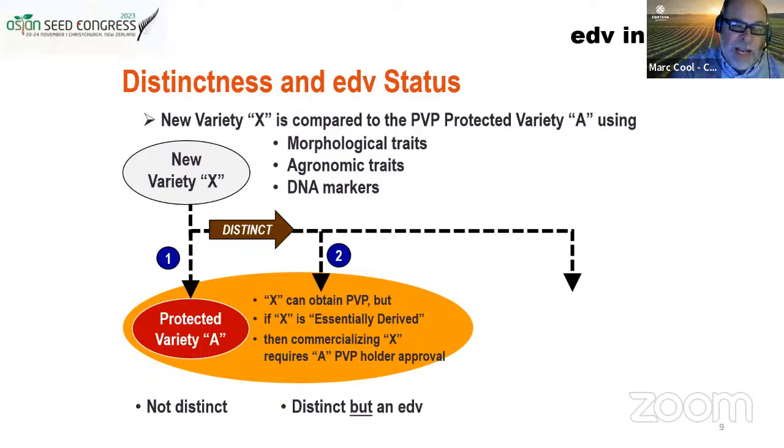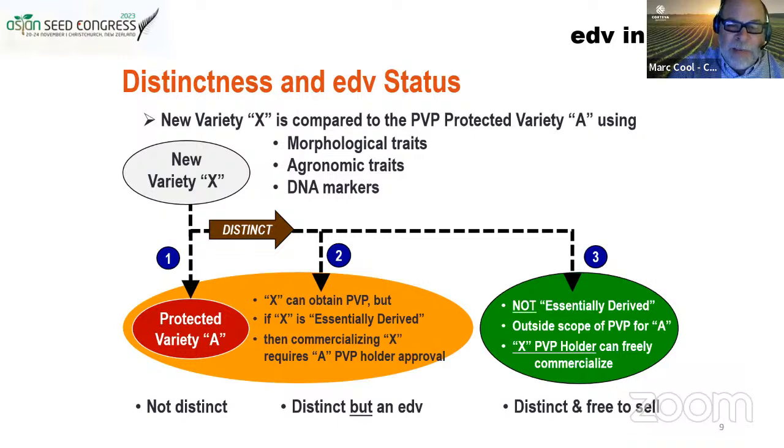But what if that variety X is quite close to variety A? What happens then? So in this case number 2, this variety X, because it is distinct, it can be distinguished from protected variety A, it can obtain a PVP certificate. But if it's proven, and we'll go into this in a moment, that it is essentially derived, which means pretty much meeting those 3 criteria I mentioned before, then commercializing that variety X requires the PVP holder A's approval. That is very simply the system that breeders maintain.